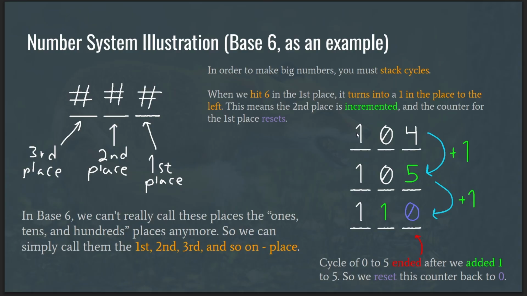So as you can see here, we have 104. We add 1 to it, we have 105. And this is base 6. There is no 6. 6 is represented by adding 1 to the place to the left. So this resets to 0, and you add 1 in the place to the left. In our number system, this would be the tens place, but again, it doesn't exist in base 6, so we'll just call it the second place. The cycle of 0 to 5 ended after we added 1 to the 5, so we reset the counter back to 0, and we increment to the left.